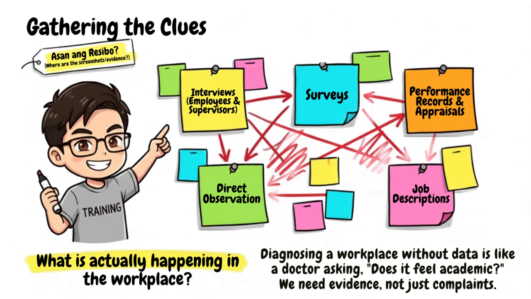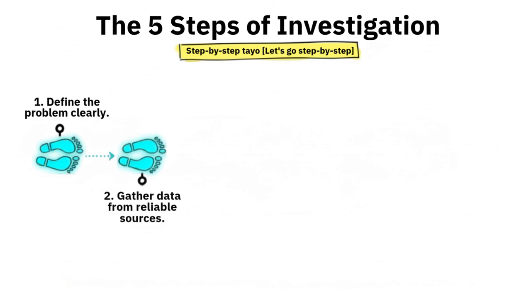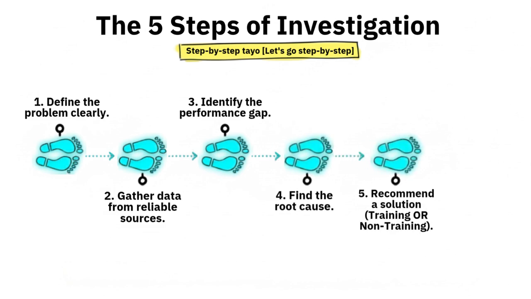Training without data is like diagnosing an illness by asking, "Does it feel academic?" That is not enough. We need evidence. A simple TNA process has 5 steps. First, define the problem clearly. Second, gather data from reliable sources. Third, identify the performance gap. Fourth, determine the root cause. Fifth, decide whether training is the right solution.